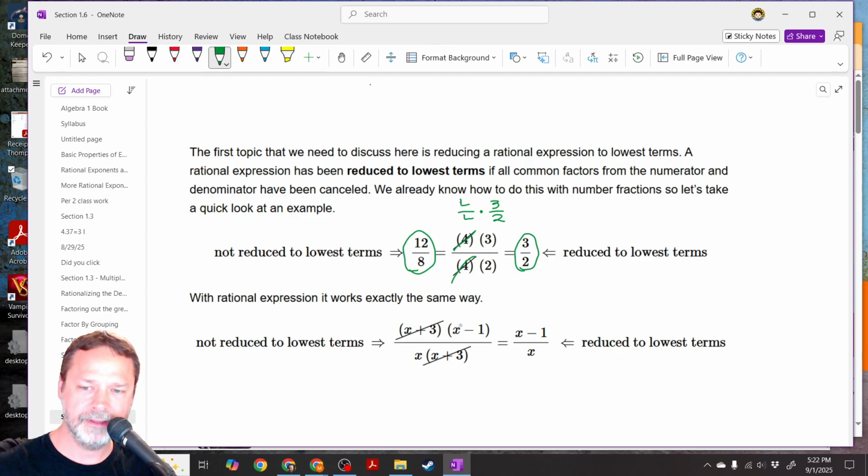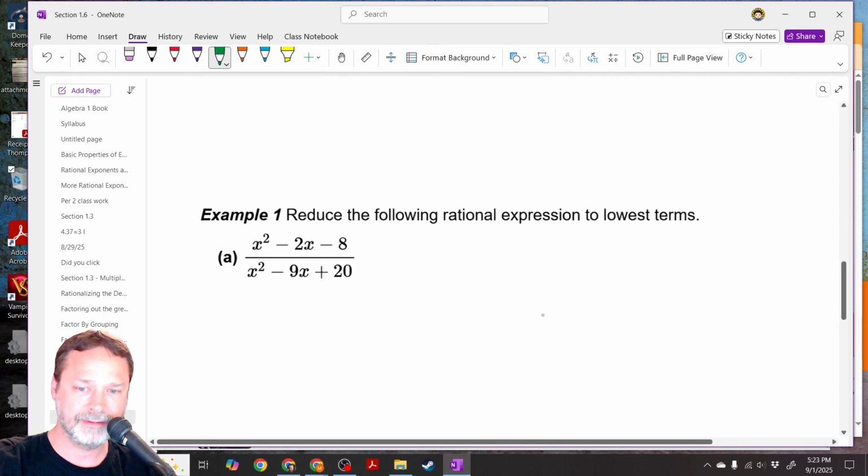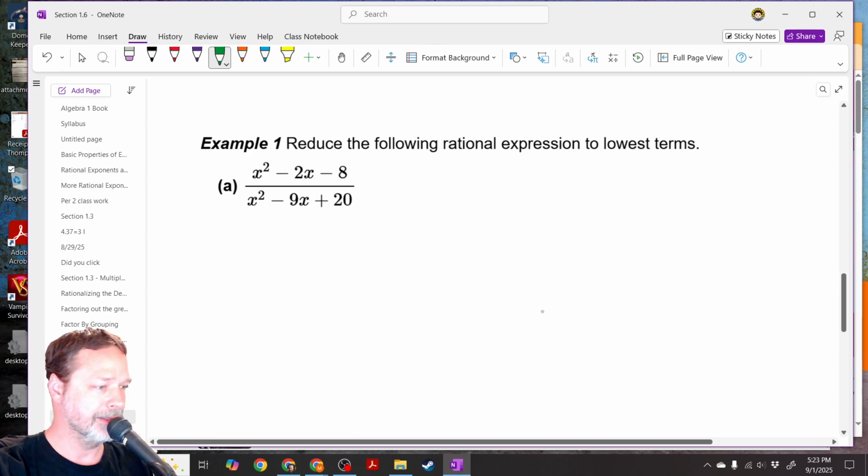Here we have a factored rational expression. The numerator's factored and the denominator's factored, and they both have an x plus 3 as a factor. So we can cancel those out. And it's important when you hear me say cancel out common factors that they are factors. Factors are expressions that are being multiplied by other expressions. This is all multiplication up here: x plus 3 times x minus 1. So the x plus 3 can get canceled out because it's being multiplied by something on the top and the bottom. That is how we reduce these. It's really straightforward. So let's go ahead and do an example.